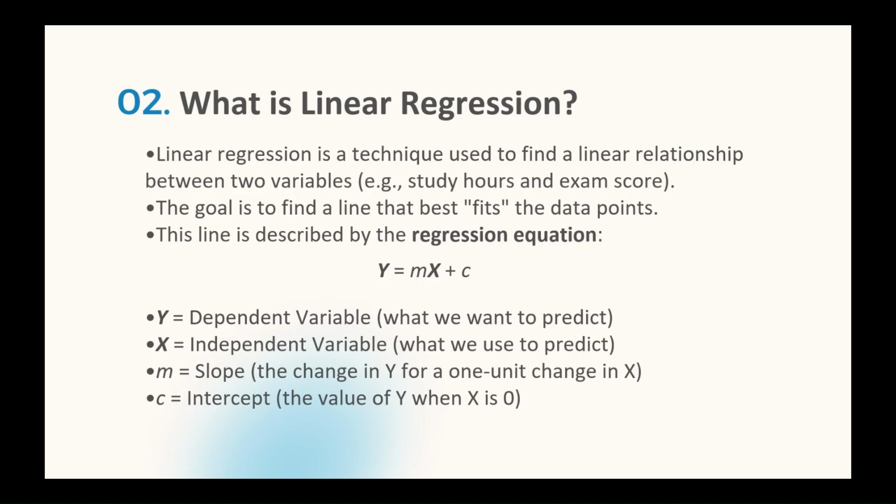You may have studied this equation many times in your life, where y is the dependent variable, what you want to predict, which is the exam score here. x is the independent variable, what we use to make the prediction, which is the study hours here. m is the slope of the line. It tells us how much y changes for one unit change in x. And c is the intercept. It's the value of y when x is 0.